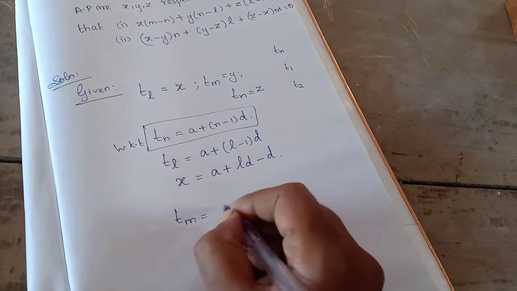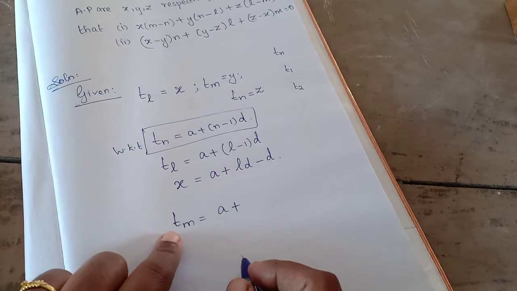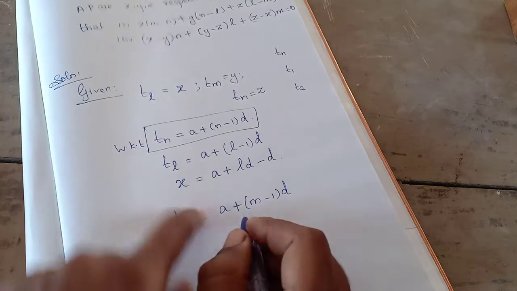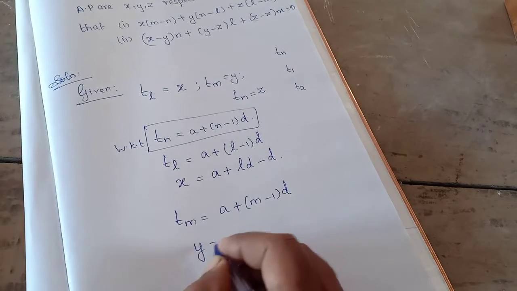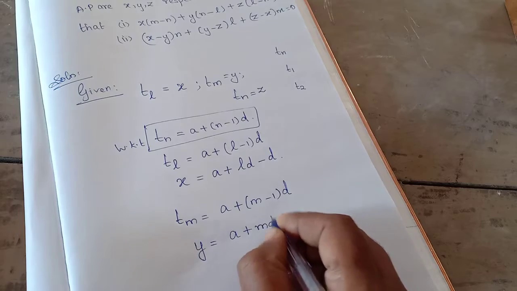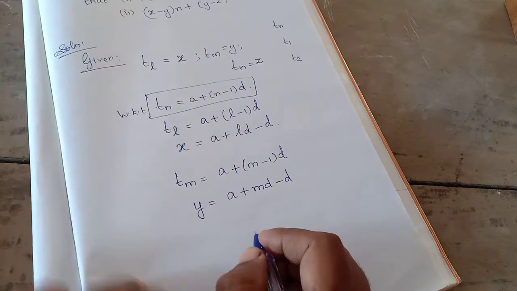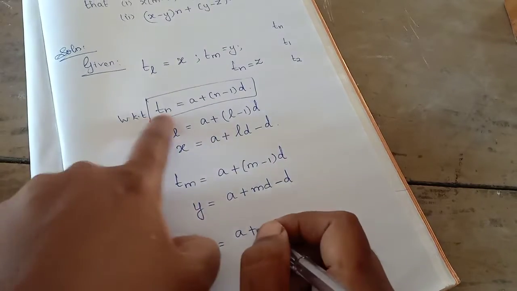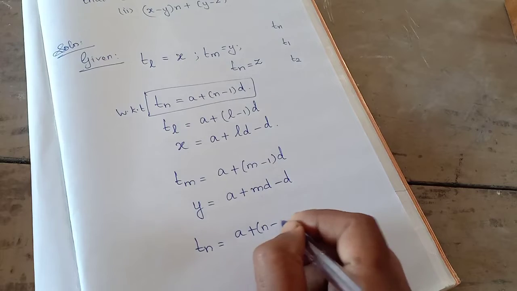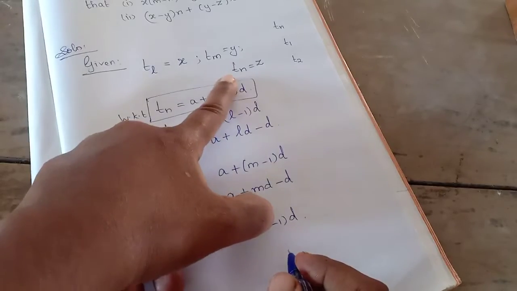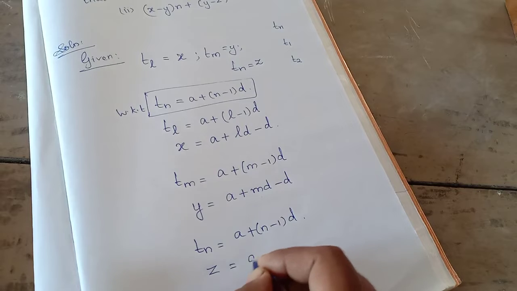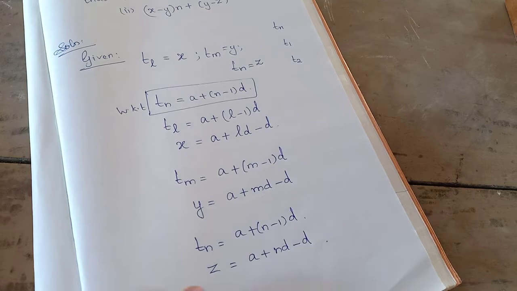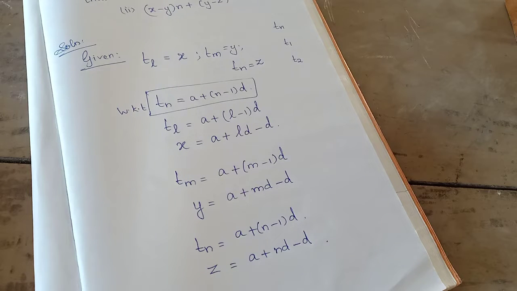Tm equal to A plus, here in the place of n what is present? M is present. So M minus 1 into D. So Tm, what's the value? Y. So Y equal to A plus MD minus D. Got it? After that, for Z, Tn equal to A plus, same formula only, so n minus 1 into D. But actually the value for Tn is Z. Z equal to A plus, multiply this inside, ND minus D. Got it, students? So this is the introduction and then first subdivision we are going to solve.